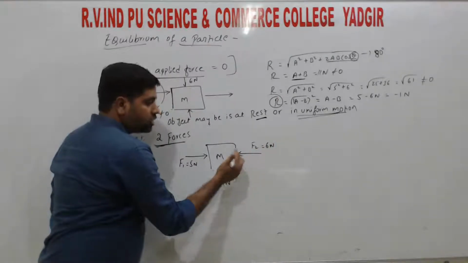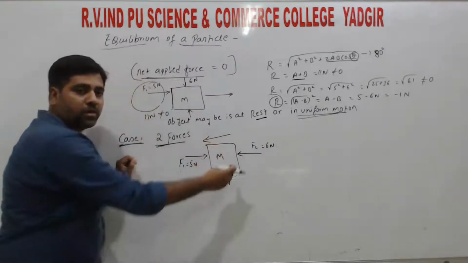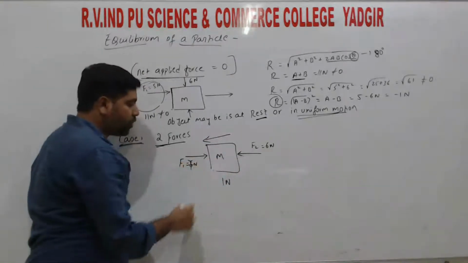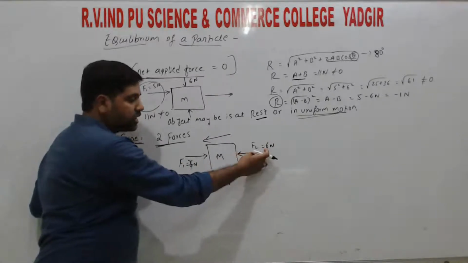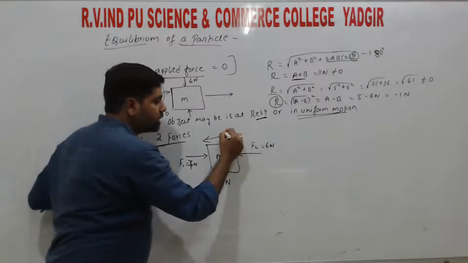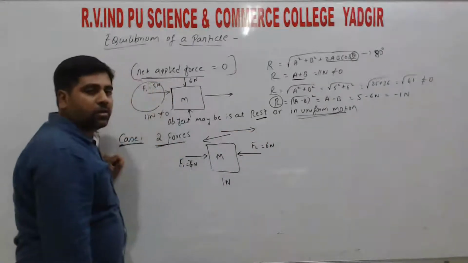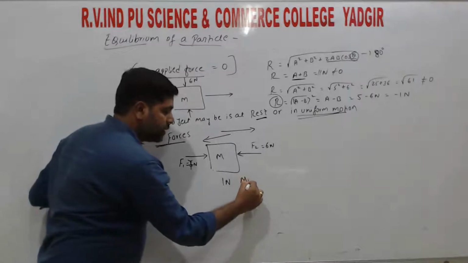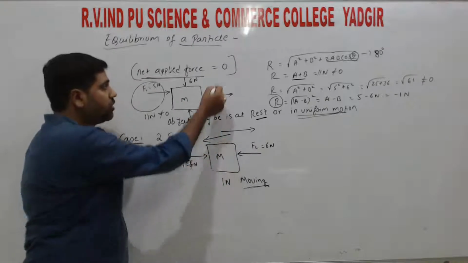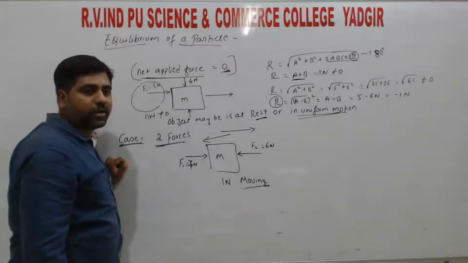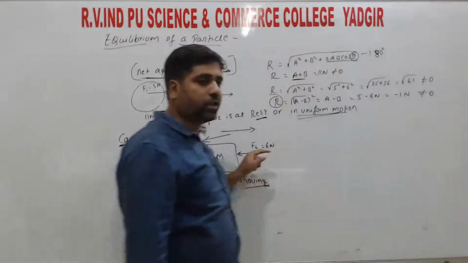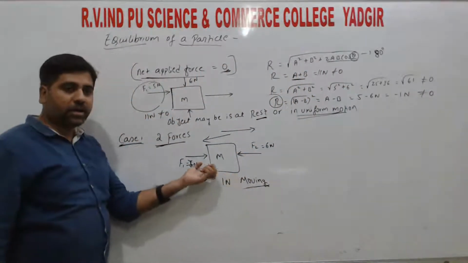Since the force is greater on this side, which way will the object move? Towards the left side, right? So if here we are applying 7 Newton, 7 minus 6, again we are getting 1 Newton. Here we are getting the positive value. That means the object is moving in the positive direction. So finally the object is moving, right? We are not getting the value equal to 0. So minus 1 is not equal to 0. So in this case also the object is not at equilibrium.